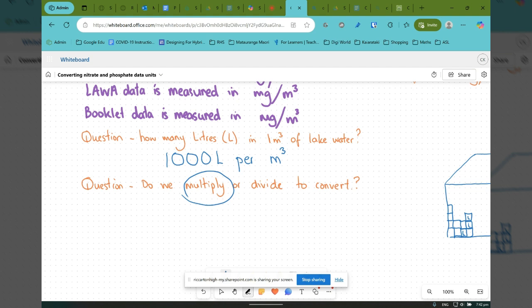So if you have an example, a value of 1.5 milligrams per litre times 1,000 equals 1,500 milligrams per cubic metre, or per metre cubed. It's the same thing. Okay, so we're going to be multiplying all our data by 1,000 to get it into milligrams per metre cubed.